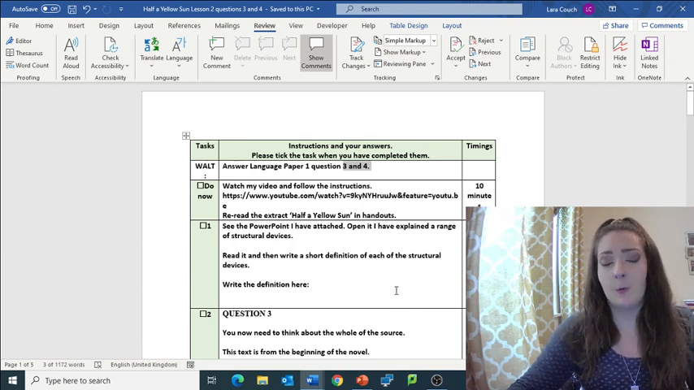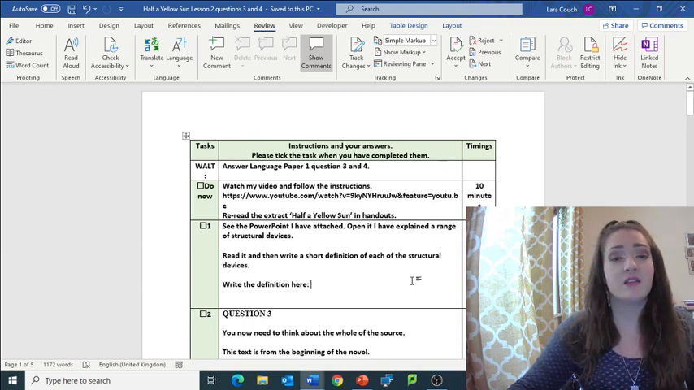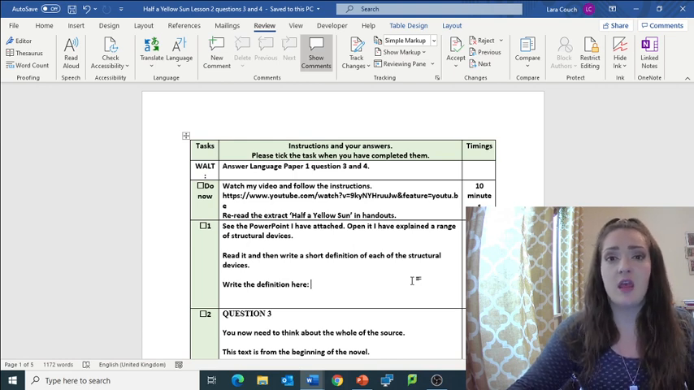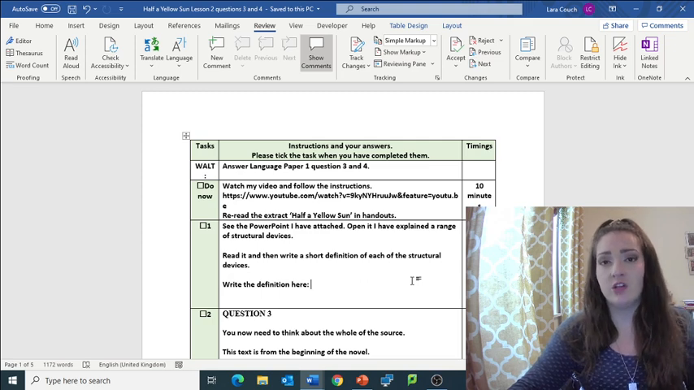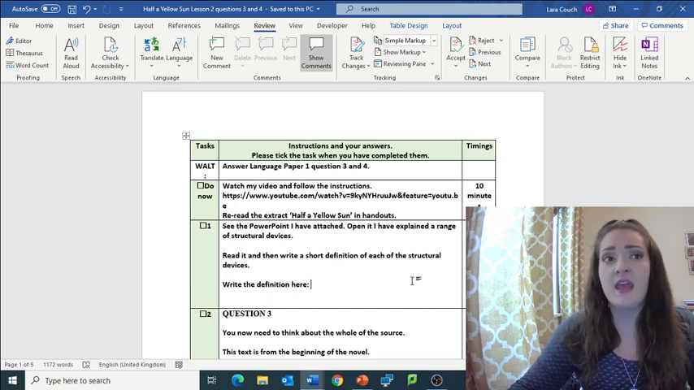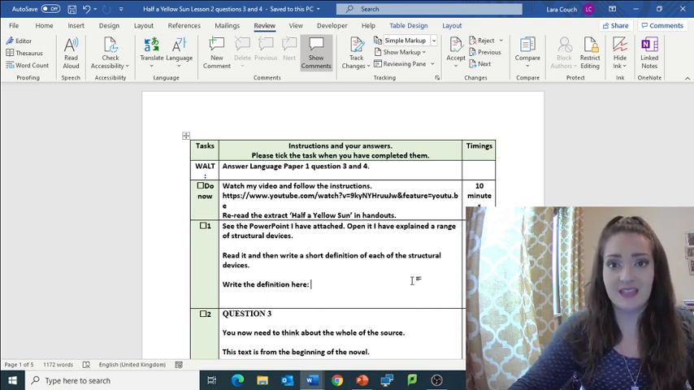So just to quickly recap from last lesson, language paper 1 section A has 4 questions. Question 1 is your 4-mark retrieval question. Question 2 is an 8-mark question where you analyse language in as much detail as possible. And now we're going to be doing question 3 and 4. So you've covered how to answer each question in language paper 1 section A.